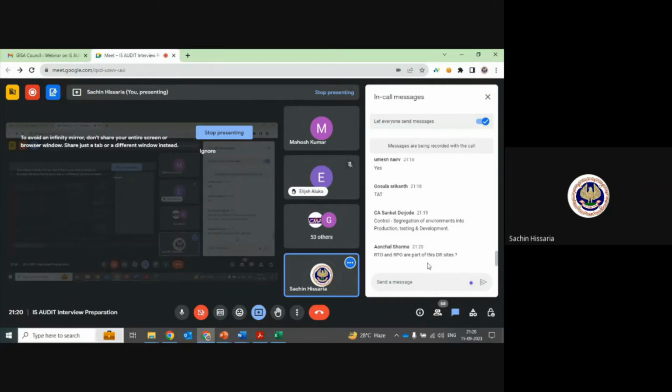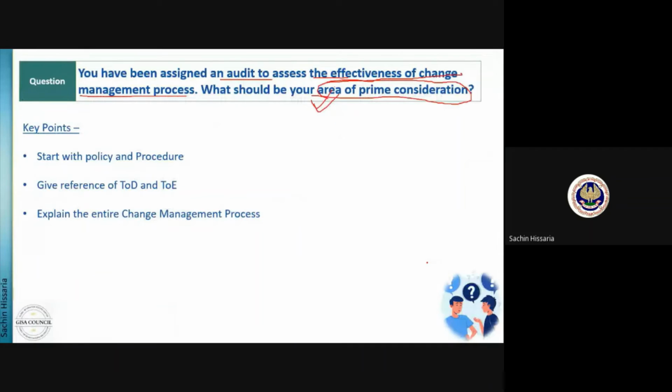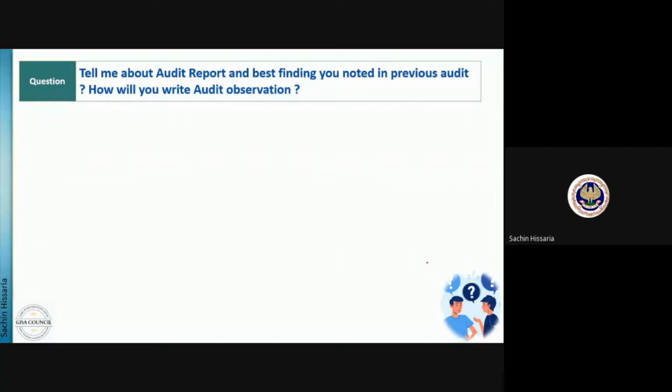RPO, RTO, yes Anchal, it will come. RPO and RTO are part of the answer. This is a little bit technical. I'm trying to give you the gist of the question that is generally asked.